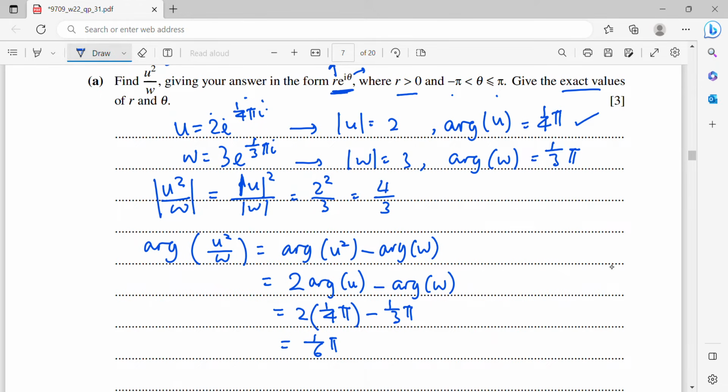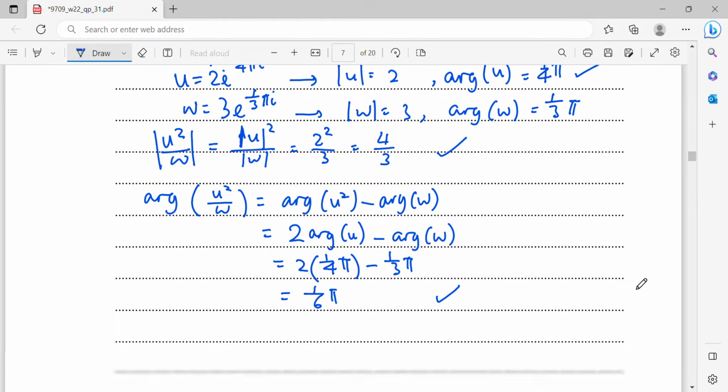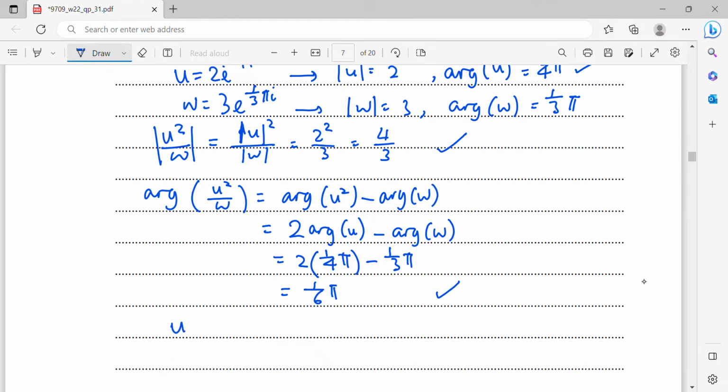So with the modulus and the argument, we can easily express the complex number in the Euler form. So I will write u squared over w equals 4 over 3 e^(1/6 πi). So this is our solution.